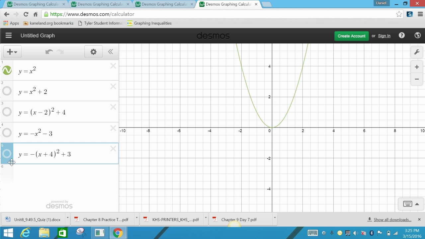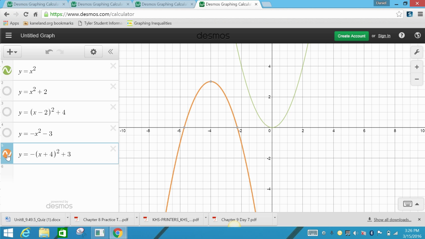Okay, for this last one, take a second and try your best to figure this one out. Okay, for this one here, we have a negative sign right away, so we're expecting it to be a reflection. We have parentheses, so we know that we're going to have a horizontal shift. Plus 4, remember we think opposite, so we're going to be moving to the left 4. And then the plus 3 is a vertical shift, so we'll be moving up 3. So we're expecting this to go left 4, up 3, and be reflected. That's what we're expecting it to look like.